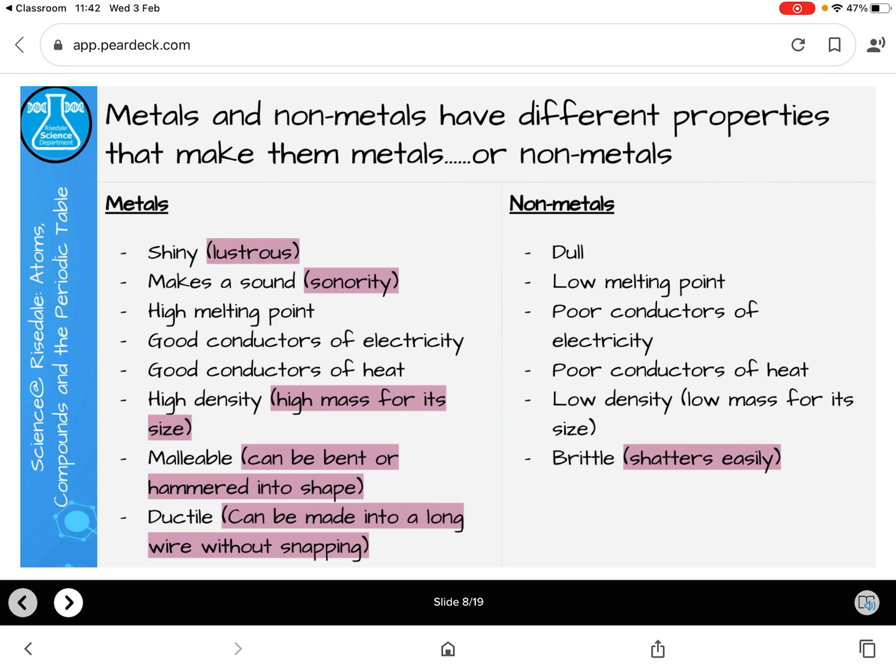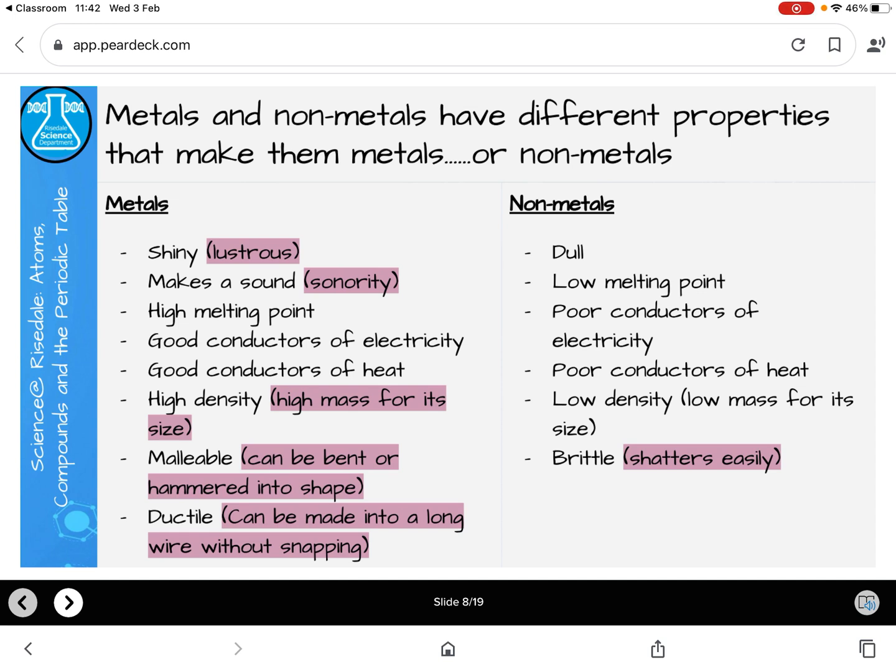And then you were asked to read this information about the properties. So you remember we talked a couple of weeks ago about properties being the way a material behaves. So metals behave differently to non-metals. And it introduced lots and lots of different words to you here. So lustrous, which means something is shiny. Sonorous, which means something will ding when you hit it. It will make a ringing sound.